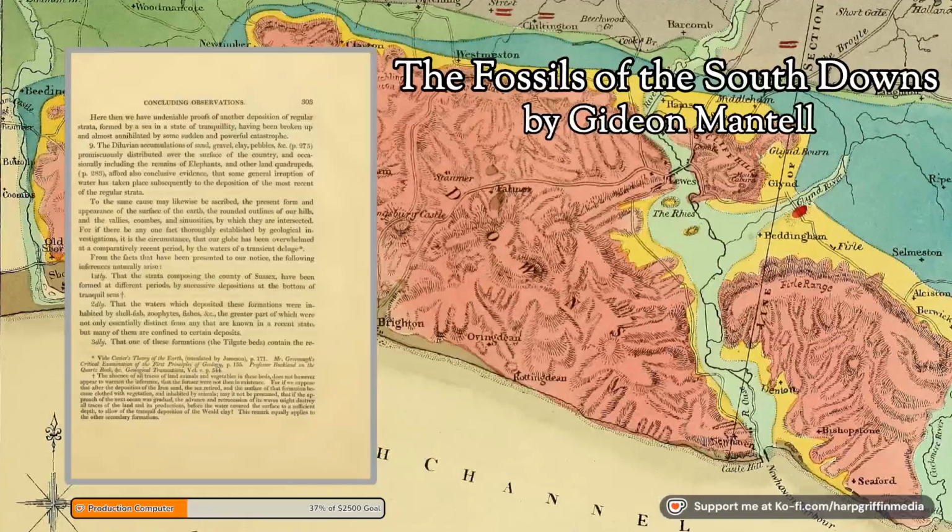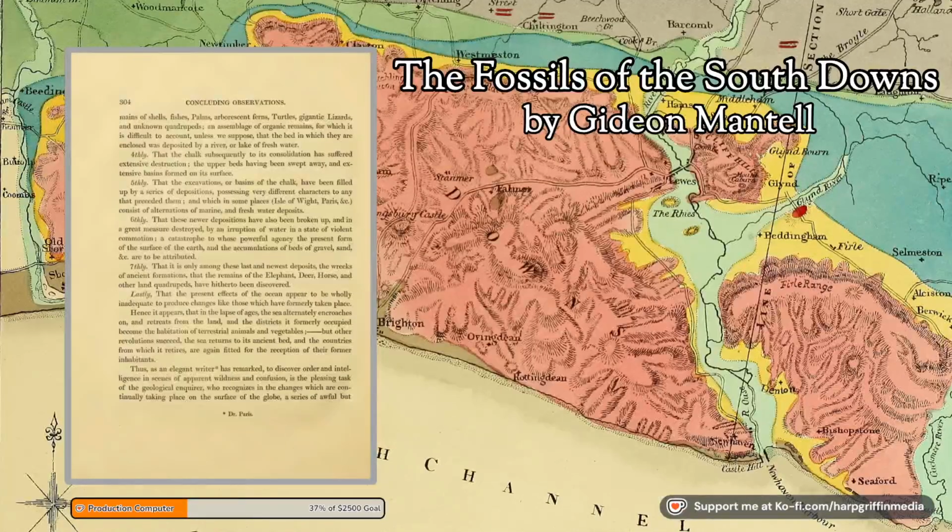Secondly, that the waters which deposited these formations were inhabited by shellfish, zoophytes, fishes, etc., the greater part of which were not only essentially distinct from any that are known in a recent state, but many of them are confined to certain deposits. Thirdly, that one of these formations, the Tillgate beds, contain the remains of shells, fishes, palms, arborescent ferns, turtles, gigantic lizards, and unknown quadrupeds. An assemblage of organic remains for which it is difficult to account unless we suppose that the bed in which they are enclosed was deposited by a river or lake of fresh water.